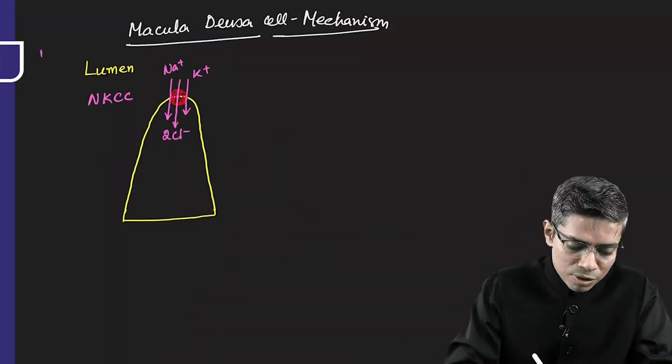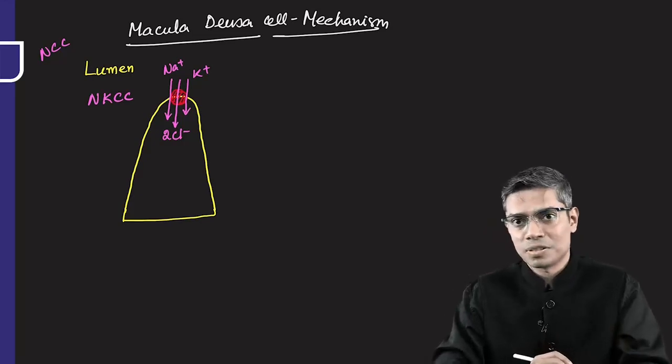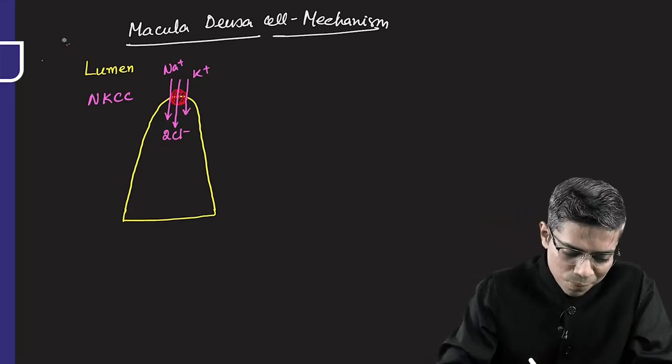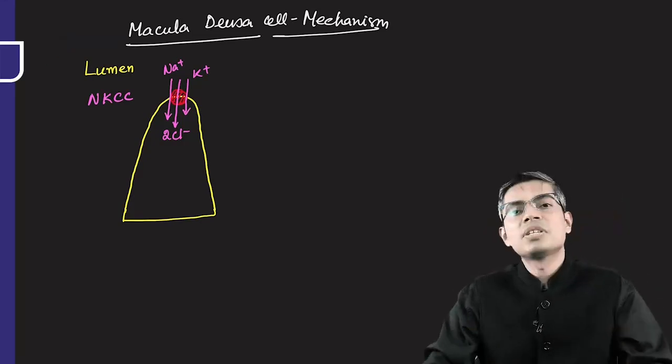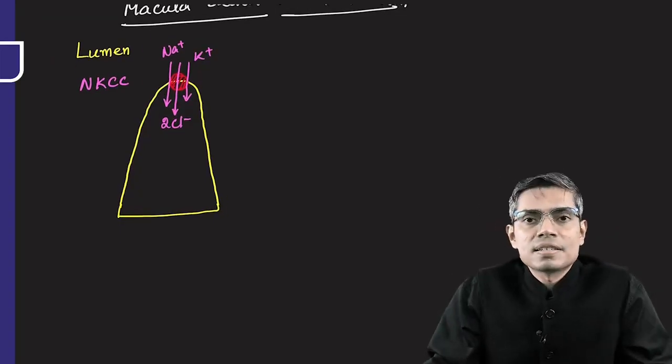So I am saying that macula densa cell contains the NKCC transporter. Now macula densa cell is part of which part of the nephron? TAL or DCT? It is the TAL. Because if it were cells of DCT, then the transporter would be NCC, that is a sodium chloride transporter. Sodium potassium chloride transporter is not there. So after the discovery of this NKCC transporter, the scientists are 100% sure that the macula densa cells are cells of TAL, the thick ascending limb of the loop of Henle.